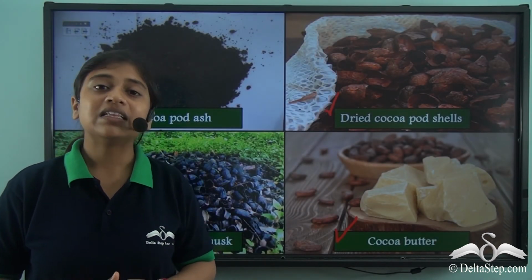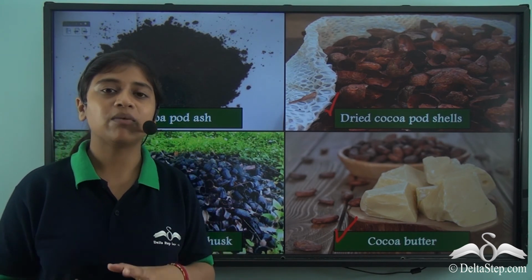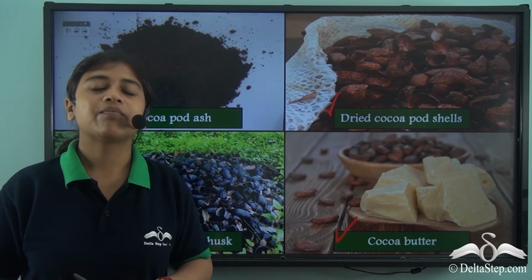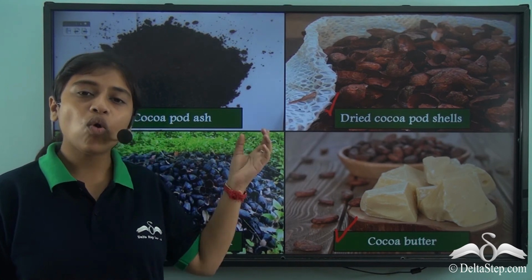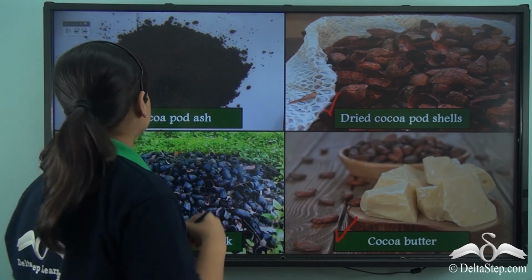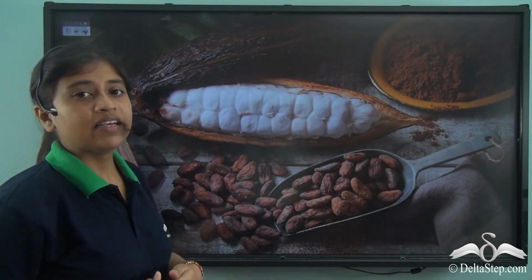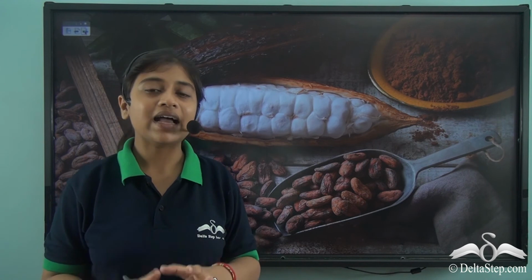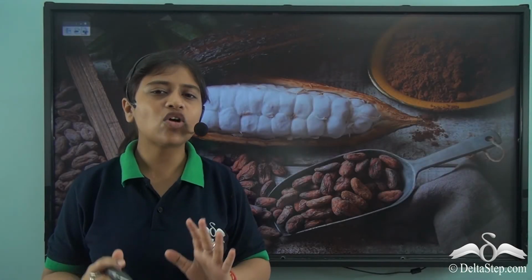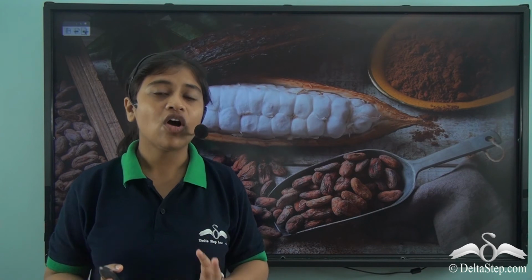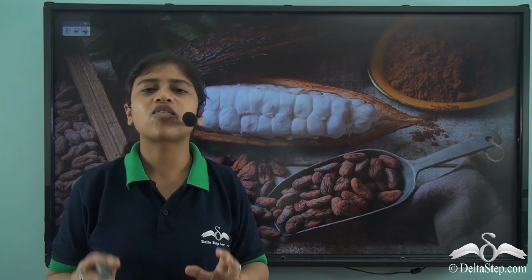So we see that the entire process of the making of cocoa provides us with many byproducts which also have their own usefulness. In this lesson, we were able to understand how cocoa has been used for more than 5,000 years, and it is not new to humans. It provides us with chocolate, and chocolate has a high demand or a high commercial value across the globe.